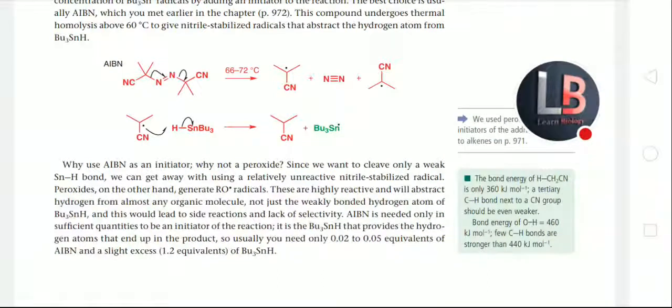The bond energy of CH2CN is only 360 kJ per mole. A tertiary CH bond next to the CN group should be even weaker. Bond energy of OH is 460 kJ per mole. Few CH bonds are stronger than 440 kJ per mole.